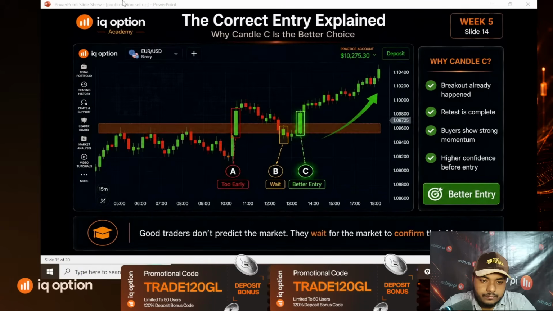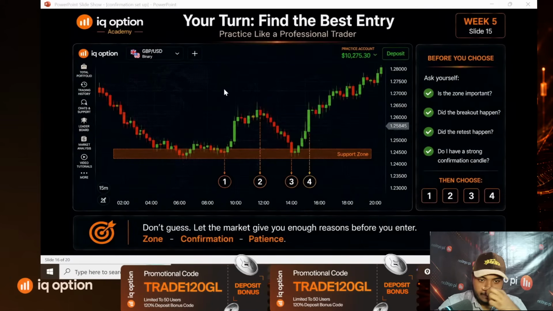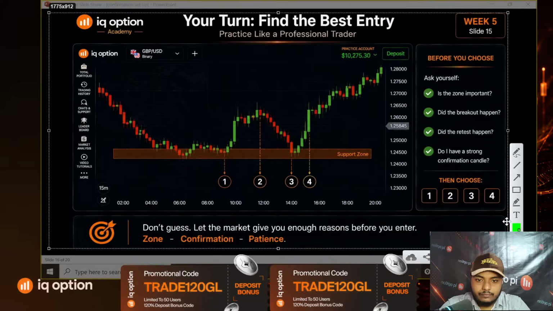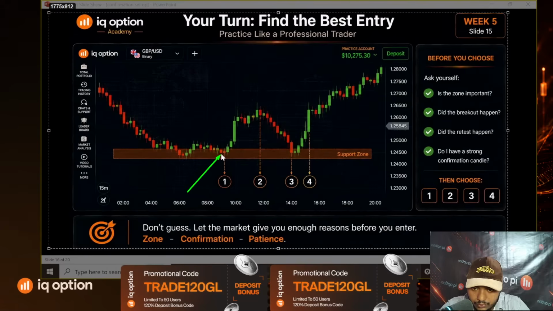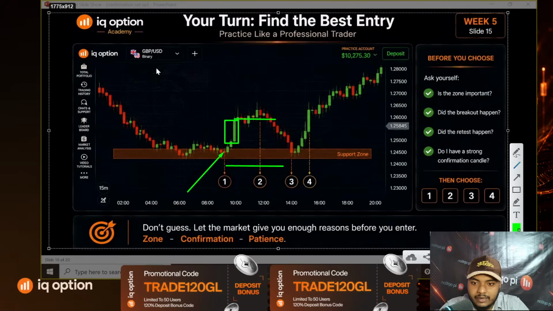Our next topic is another example of where we should enter our trade. When the market closes exactly at our level, should we enter directly here? We can enter here after this candle. We enter here, the stop loss is here, and the take profit is near here. We can enter in this kind of area because all the things are matched.